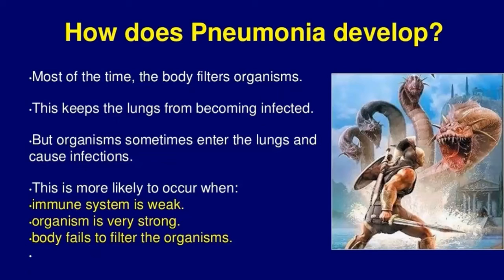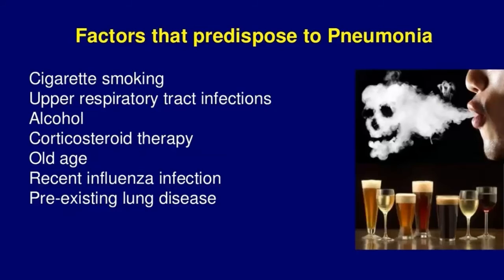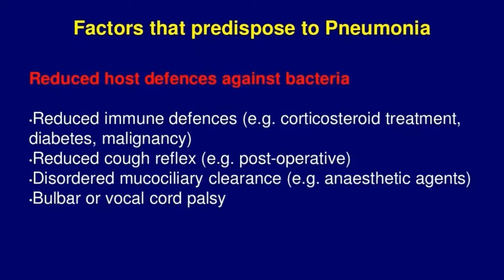So how does this pneumonia develop? Basically, most of the time the body filters organisms, but when these organisms get into the lungs, they can cause infection. This is more likely with a weak immune system, or if the organism is very strong and the body fails to filter it. Generally the body filters the organism, but sometimes there is no filtration, right? So the basic factors, as we all know, are cigarette smoking, upper respiratory tract infection, alcohol, corticosteroid therapy, old age, influenza infection in case of H. influenzae, and pre-existing lung disease, right? These are the factors predisposing to pneumonia.